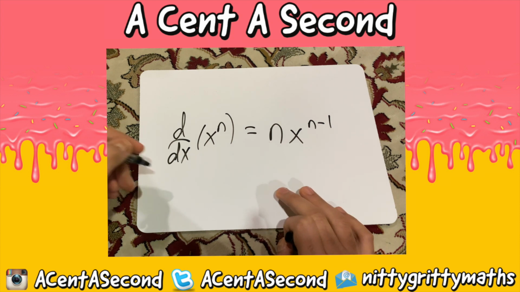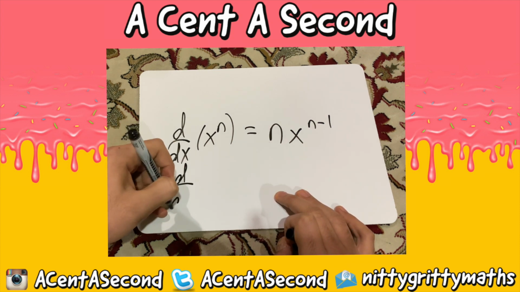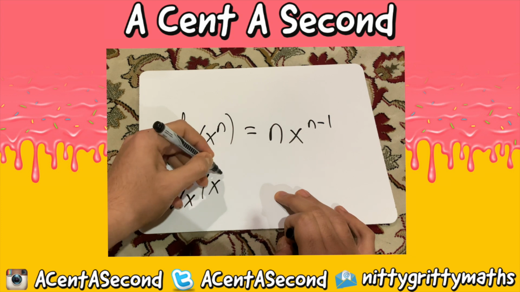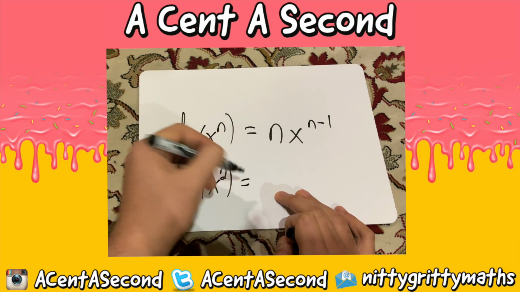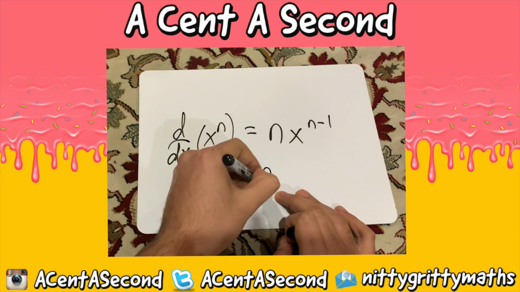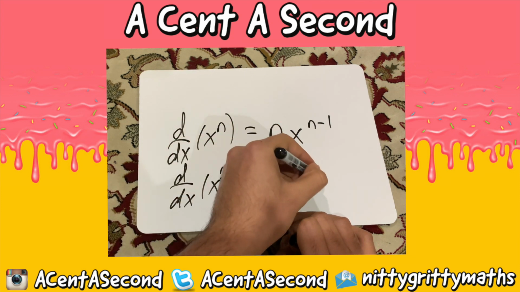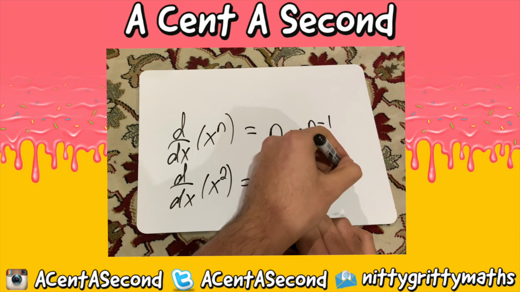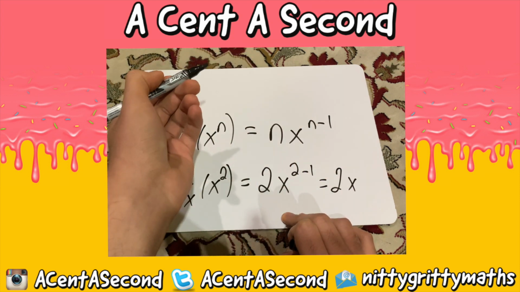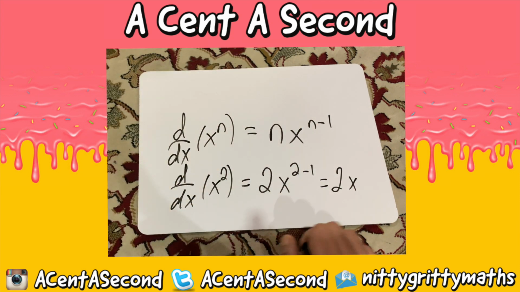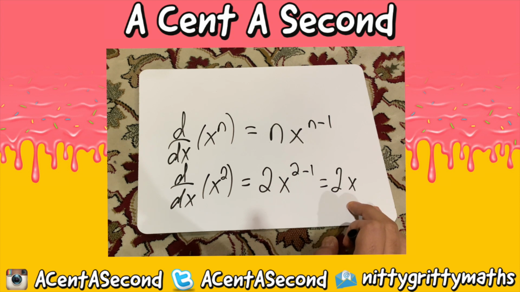So if we go back to our example, the derivative of x squared, what you would do is put the 2 in front and then minus 1 from the exponent, so 2 minus 1. And so 2x, and 2 minus 1 is just 1. And so anything to the first power is still the same number. So that's why we get 2x.